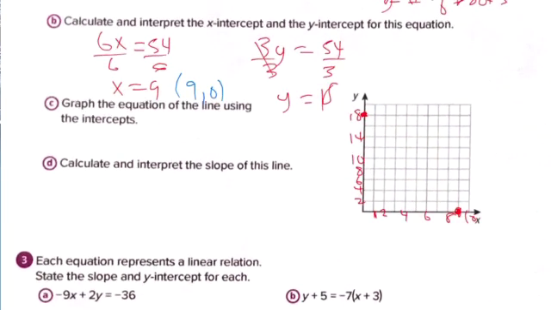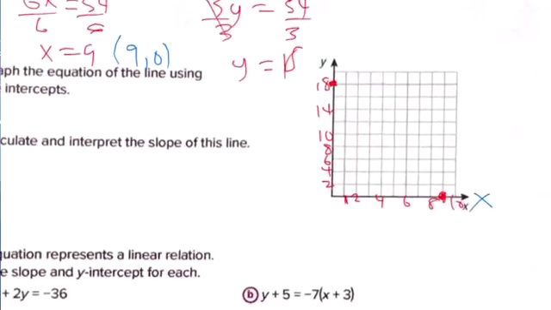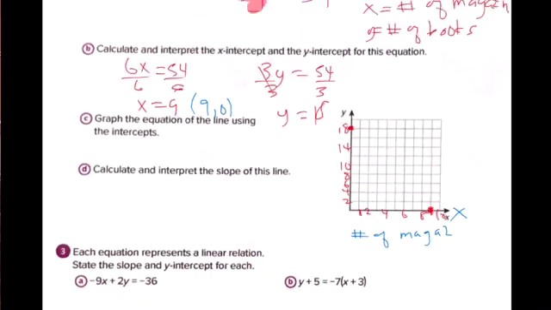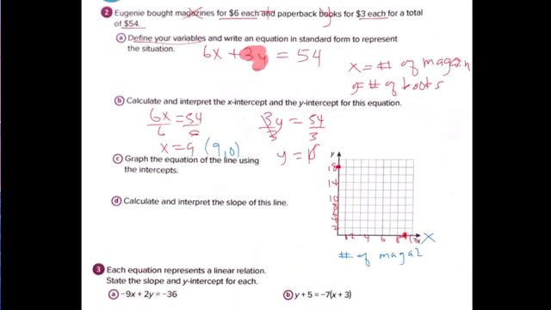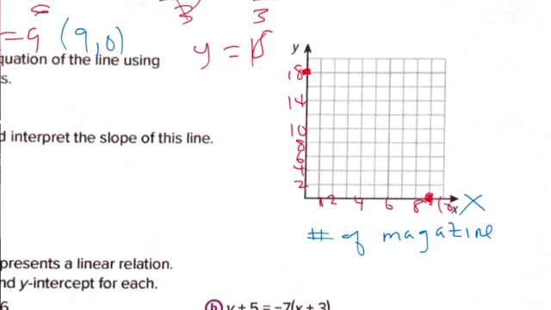You're going to get a 3. You need to let me know what x represents. X is the number of magazines. Let's see how to spell magazines. Can't spell. Y is the number of books.